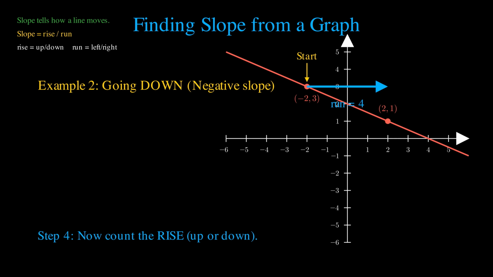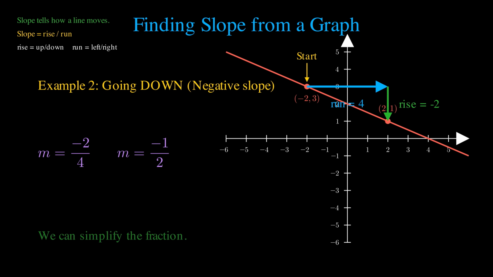Now we count the rise. The line goes down 2 units, so the rise is negative. Slope equals negative 2 over 4, which simplifies to negative 1/2. A negative slope means the line falls as x increases.